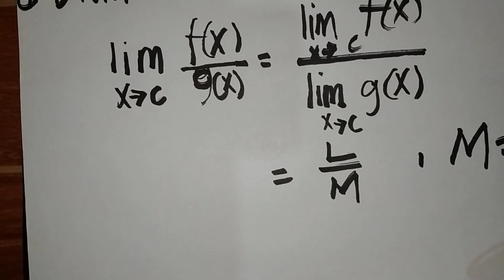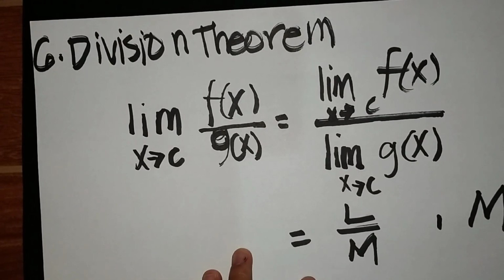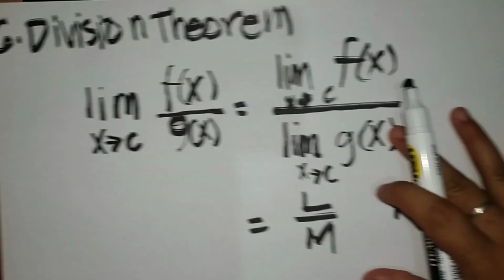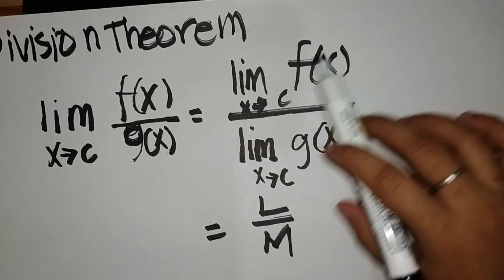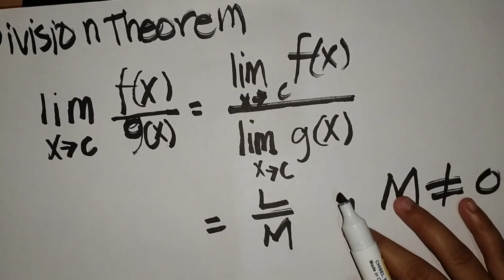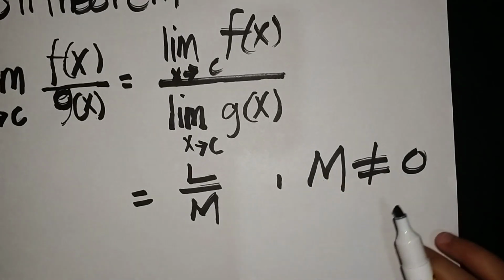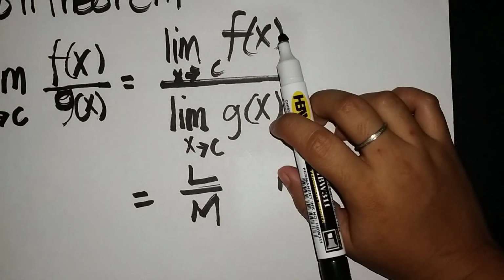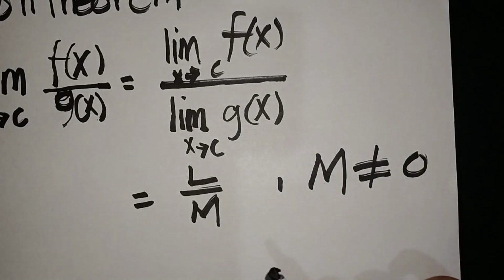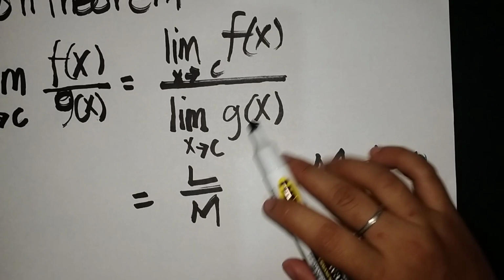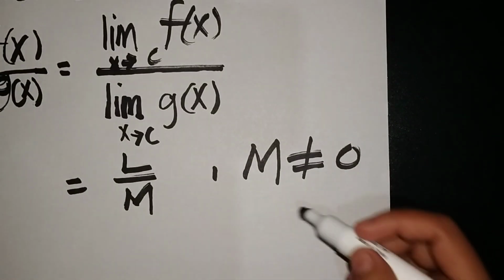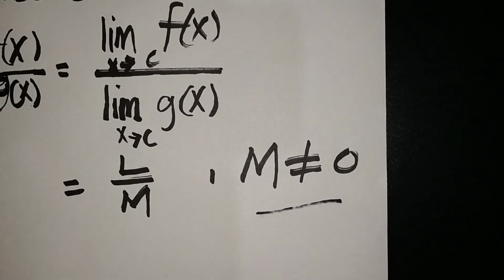For our sixth theorem, we have the division theorem. Here we have the limit of f of x over g of x as x approaches c. This equals the limit of f of x as x approaches c divided by the limit of g of x as x approaches c. The limit of f of x is equal to L, and the limit of g of x is represented by m. So the limit of the two functions is equal to L over m. We have to note here that m cannot be equal to 0.